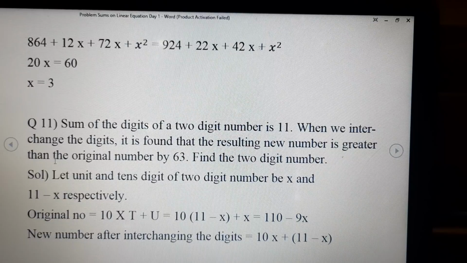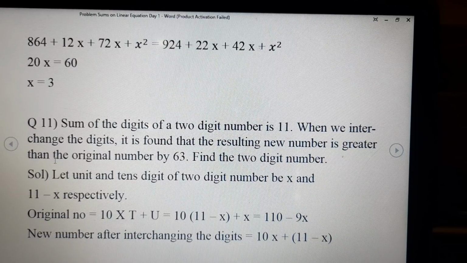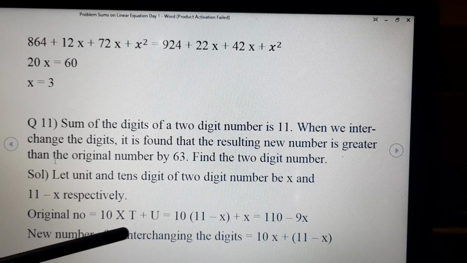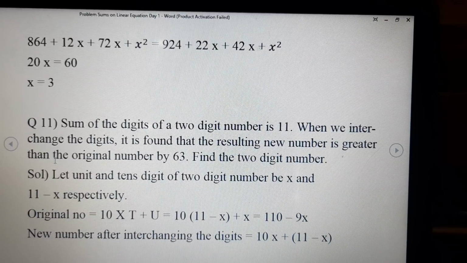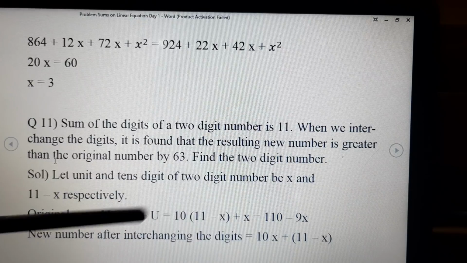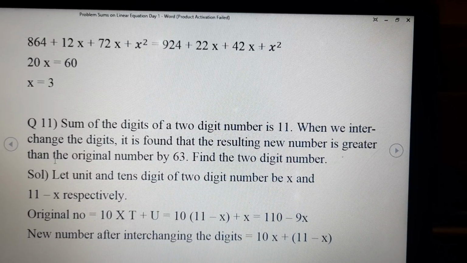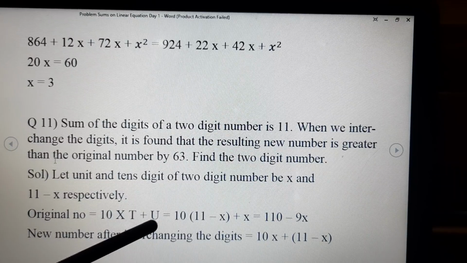If suppose we have a 3-digit number, then how will we write it? 100 into hundreds digit plus 10 into tens digit plus unit digit. Are you getting it? Unit digit is always multiplied by 1, but we do not write 1. Now the question says that if we interchange the digits, means 23 will become 32, tens will become unit, unit will become tens place. Clear?